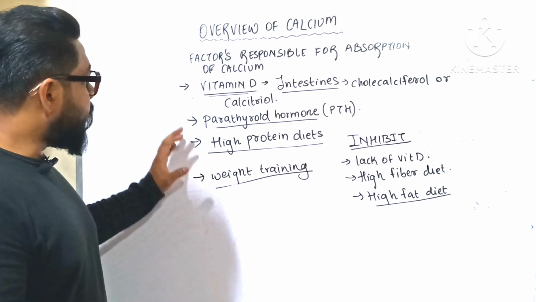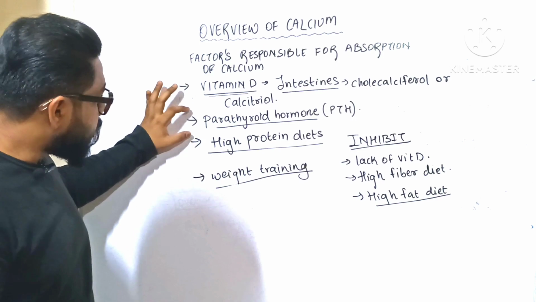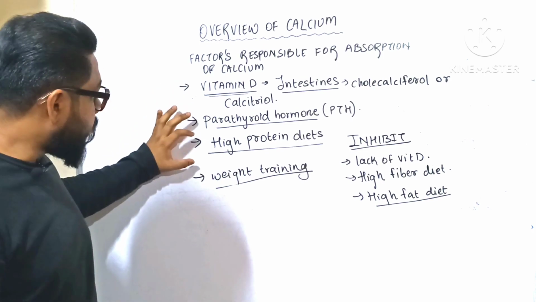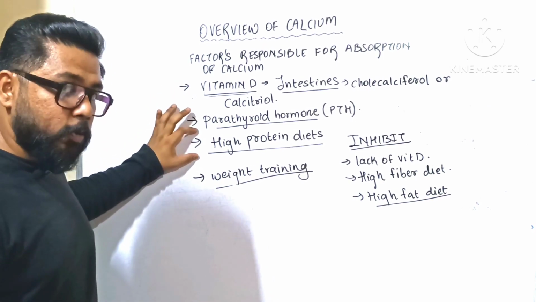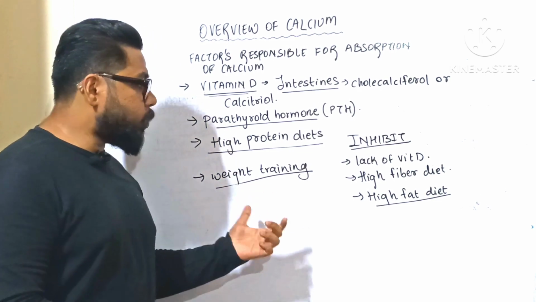So one thing you have to be very clear: the vitamin D has to be in a good range. Parathyroid hormone should be in a good range. You should consume high protein diets, and obviously you have to include weight training.